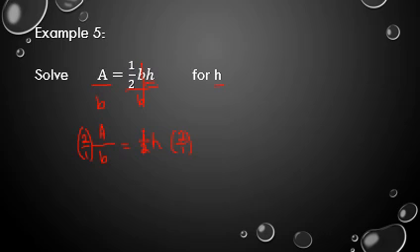So those are going to cancel out, and that leaves us with H on the right side. And then on the left side, 2 times A is 2A. And then 1 times B is B. And so our final answer here is H equals 2 times A divided by B.